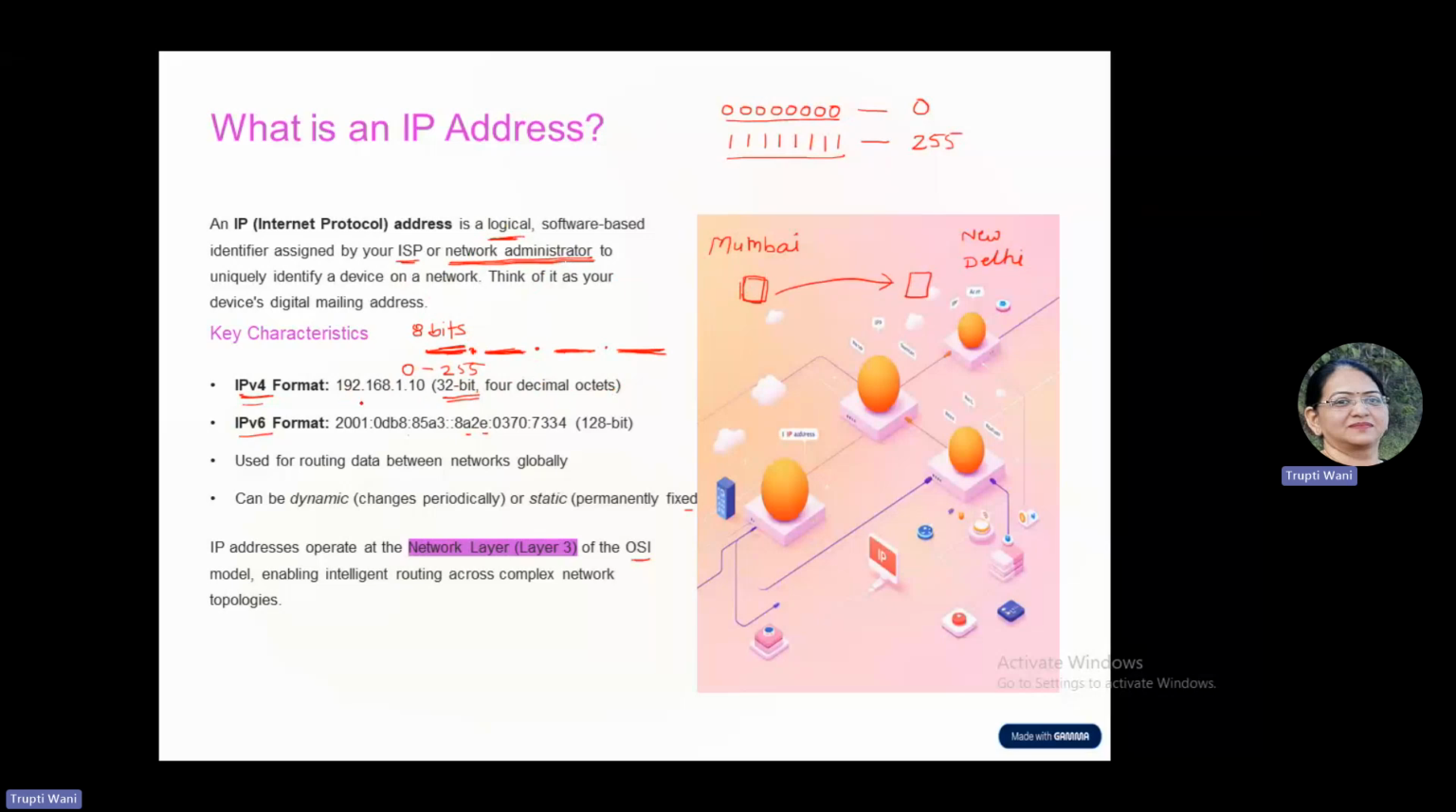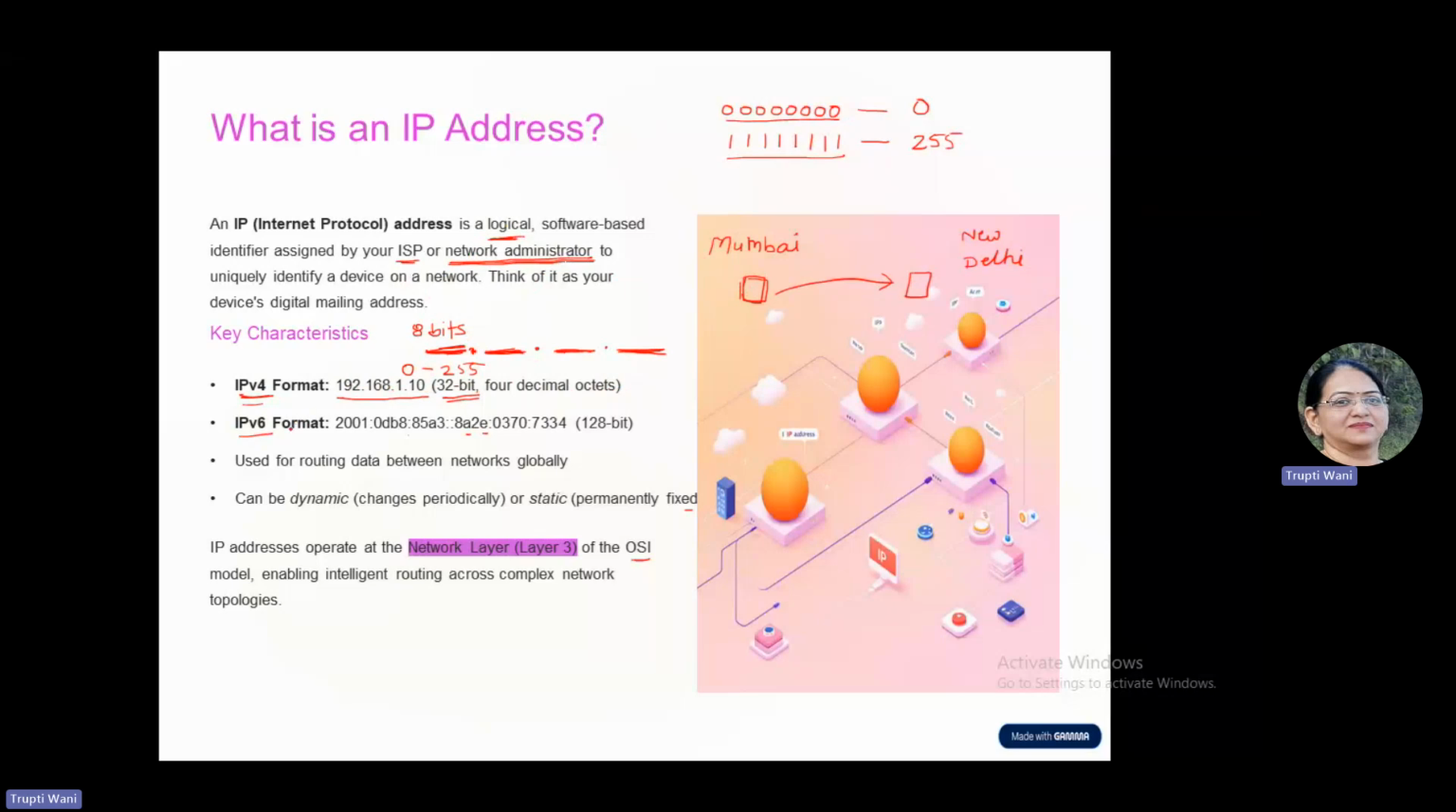So this is one number, 192.168.1.10. There are 4 decimal numbers separated by dots, and the range of each number is between 0 to 255. So this is a valid example of IPv4 format or IP address.